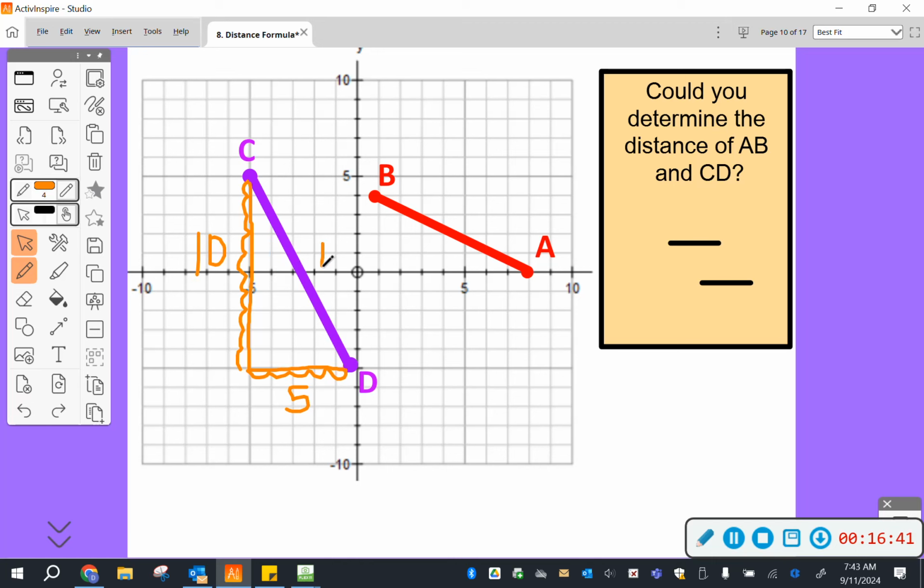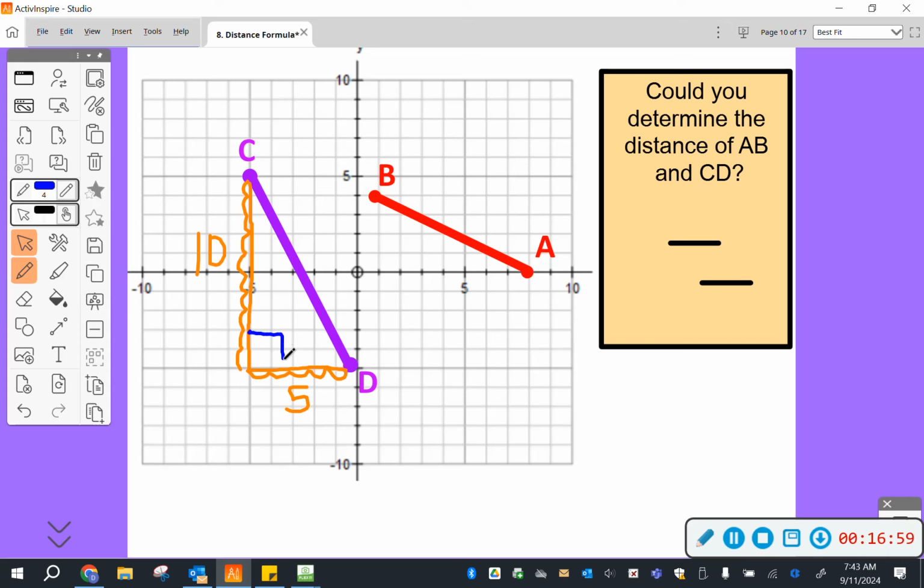Do you think I can just add them and say, 15, that's my distance? It's not that easy. What did we just make? You just made something. A triangle. What kind of triangle? We made a right triangle.